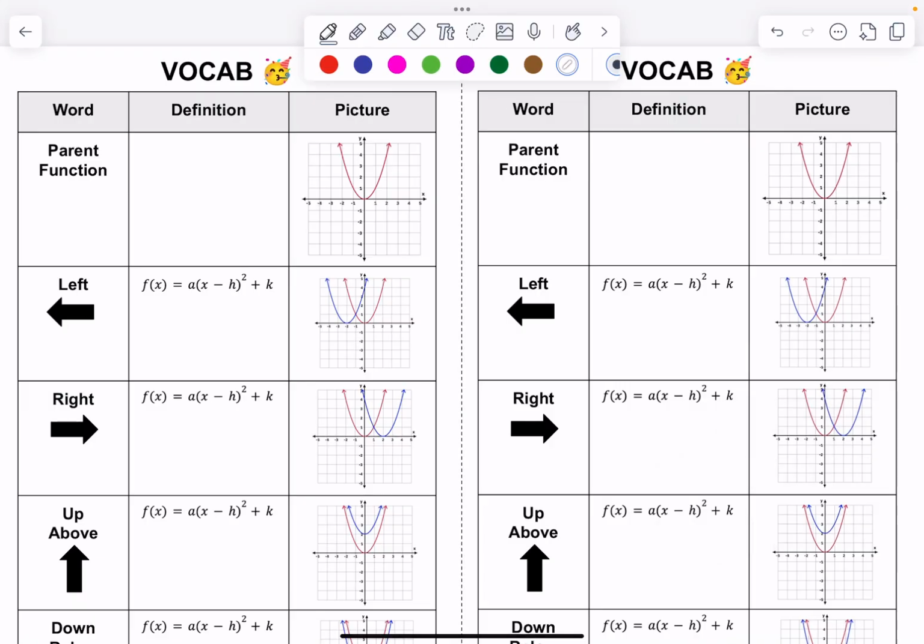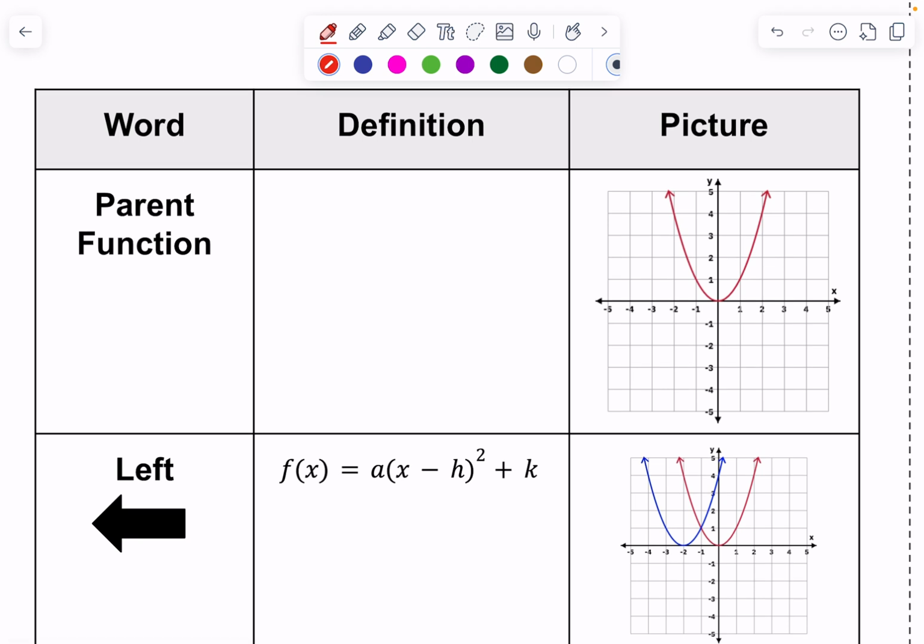All right, so today we are going to be working on transformations. The biggest thing we have is the parent function. Our parent function is always going to be f(x) = x squared. It's going to be this one right here, and it's always going to start at 0, 0.